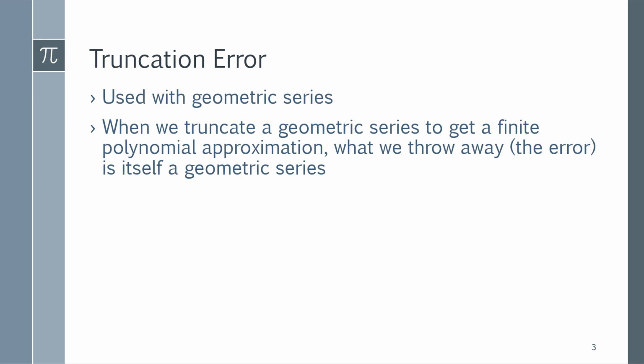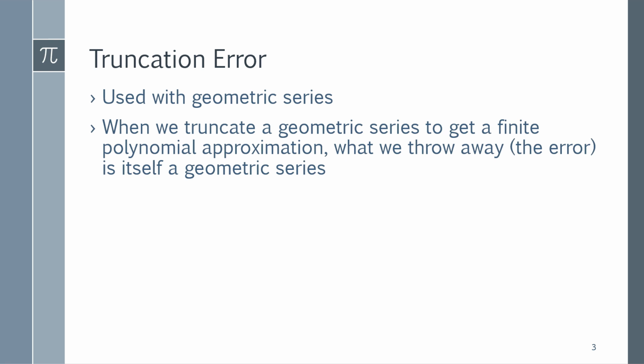So with truncation error, this is specifically used in geometric series. When we truncate a geometric series to get a finite approximation, what we throw away is our error. So this is why it's called a truncation error. What's been truncated is the error. Well, that truncation is an infinite geometric series that we can actually calculate the value of. So truncation error is actually a case where we can find our exact error, not just a bounded error.